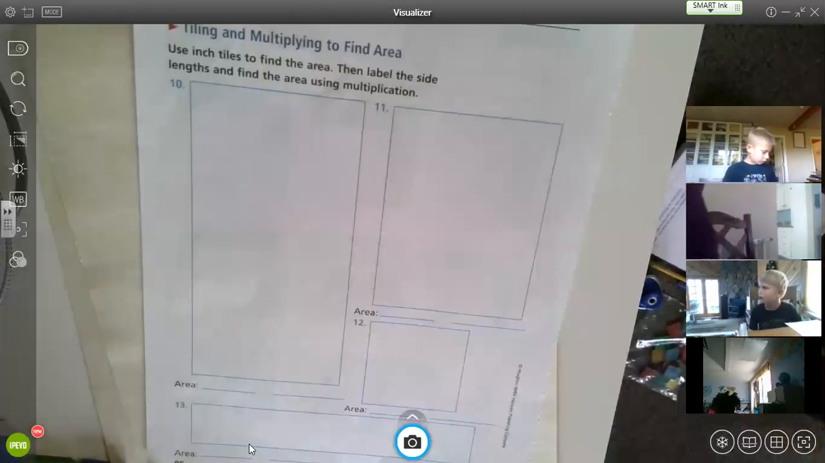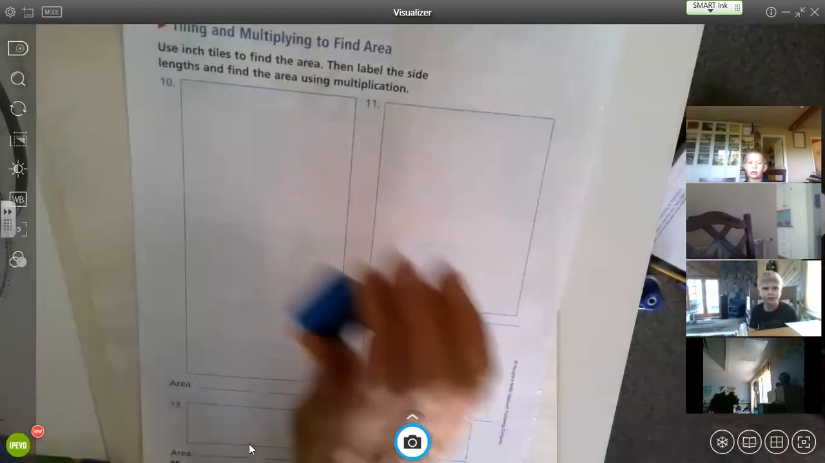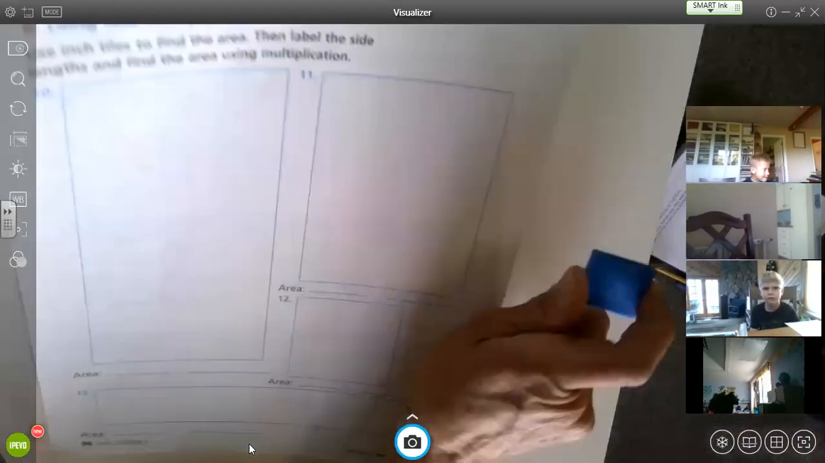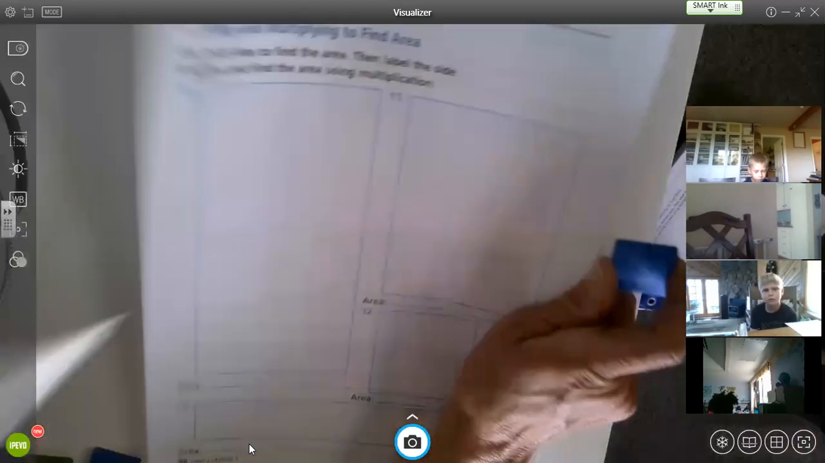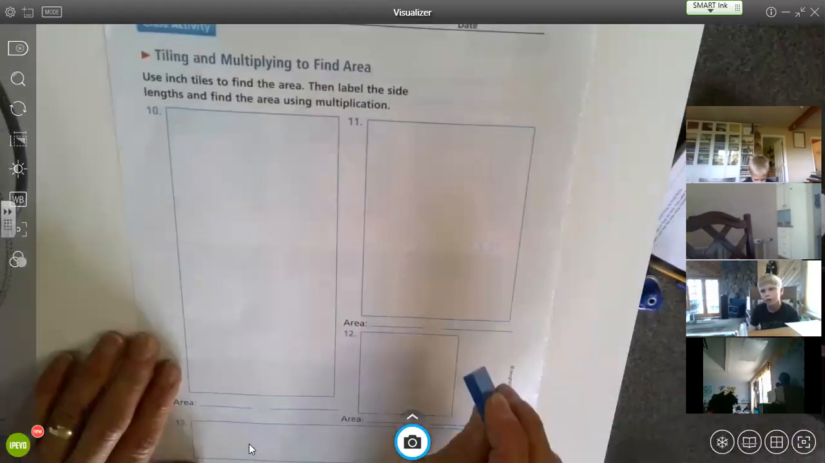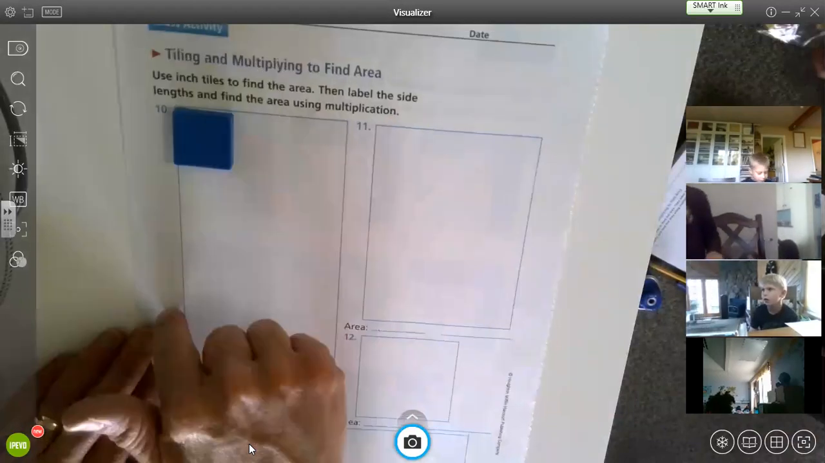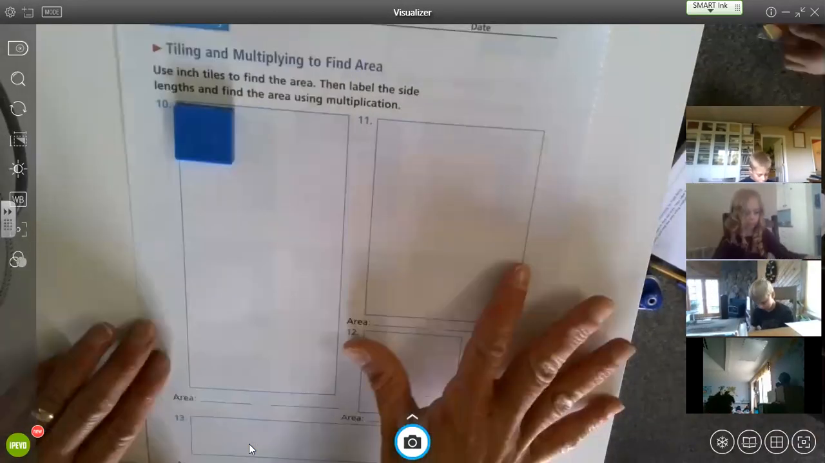All right. We are going to use these. This is how you want to tile. You can pretend this is your bedroom floor. You can pretend it is a kitchen floor. You guys can be creative. But you're going to use these tiles to find the area. Then you're going to label the side lengths and find the area using multiplication. So you're going to do both.